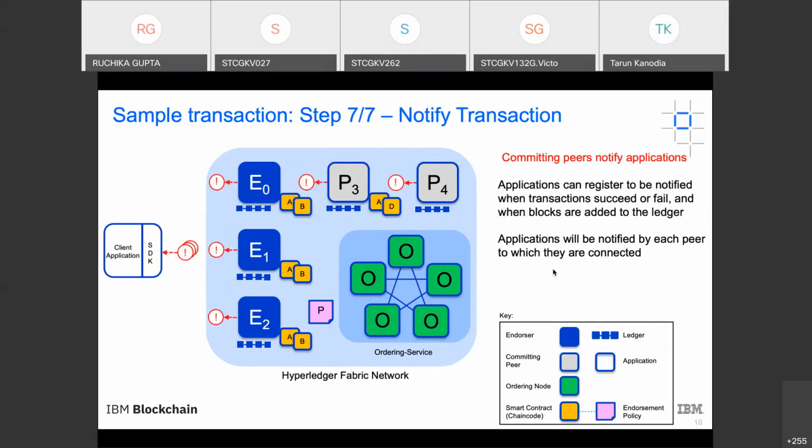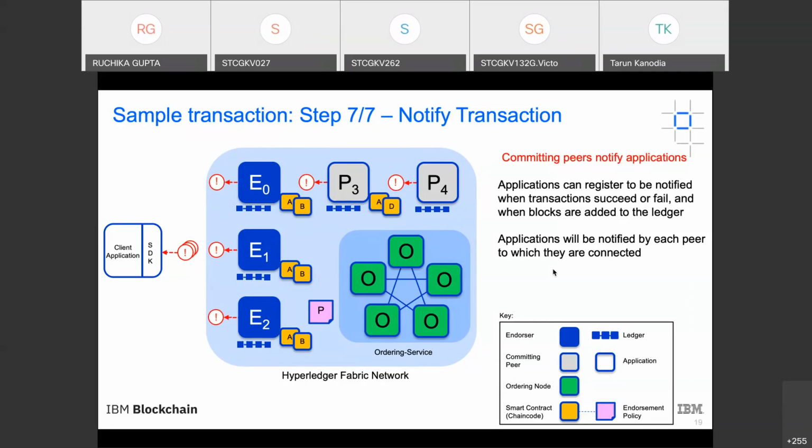Once the transactions have been validated on each of the peers, they're all going to commit. Then you can program your application in a way that you get a notification back saying that your transaction has been committed to all the peers. In that way, you know that your transaction has completed the full cycle: it got endorsed, it got ordered, and then it got validated before it got committed.